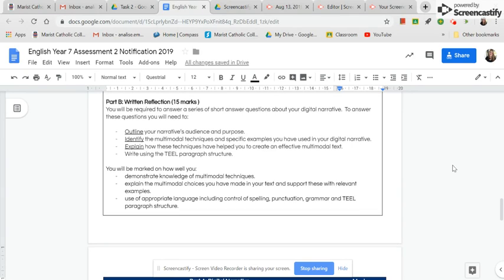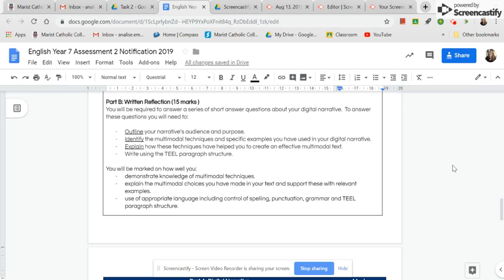Now, the short answer questions may be varying in length. So you may have some 1 mark questions which require very short answers. You may have some 3 or 4 mark questions which require a little bit more writing, and you may have one that requires you to write a whole paragraph, okay? So your teacher will help you prepare for this in class.